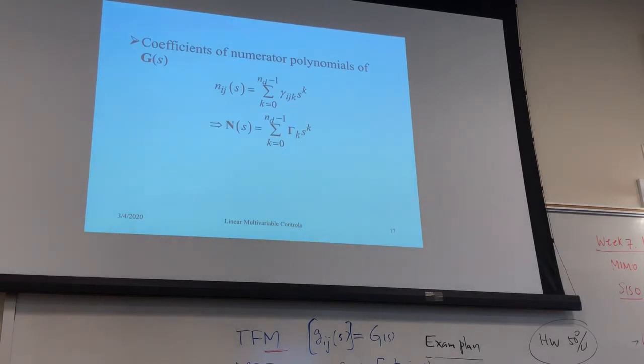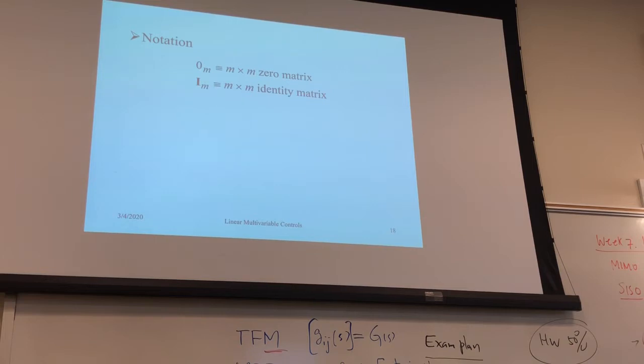So in other words, we will be able to write n of s as a polynomial of s with matrices as coefficients. So n is a matrix. Then for each of these gamma k, these are the coefficients here. For each given k, our gamma ij will form like that. So these are just notation. When we say 0m is m by m zero matrix, Im is the m by m identity matrix.